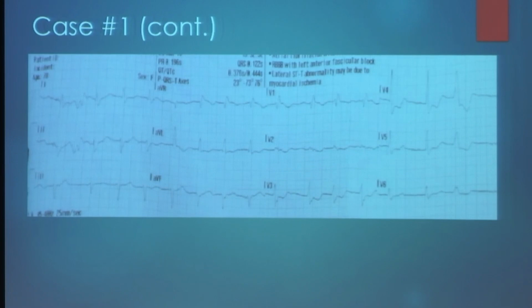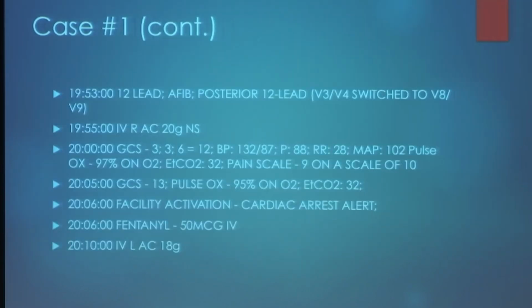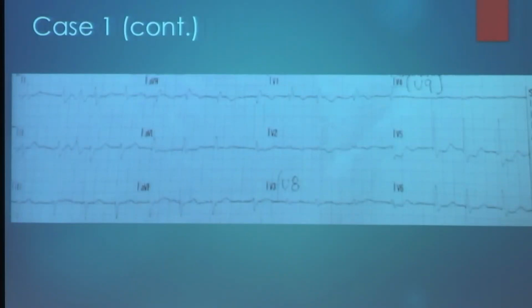This terrible rhythm strip here. I'm not sure if this one was printed off. It mostly shows some ischemia in the anterior and lateral leads, which can be very common after a cardiac arrest. Blood pressure is 132/87. That's pretty nice. Got some fentanyl for her pain, which improved her. Now she still has her ischemic kind of changes.